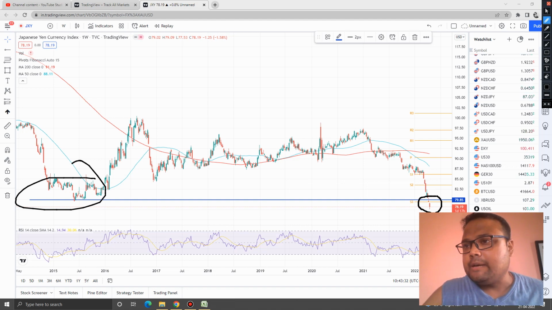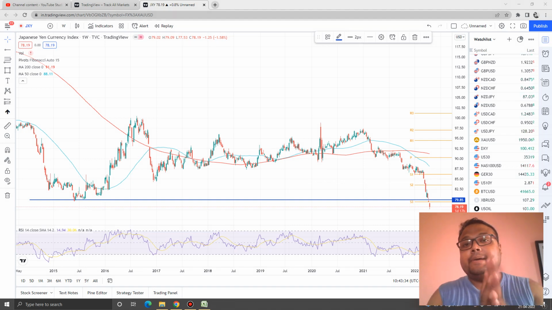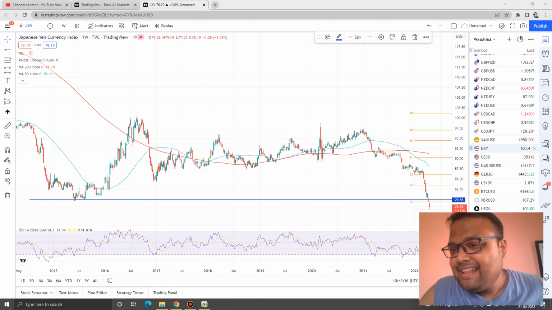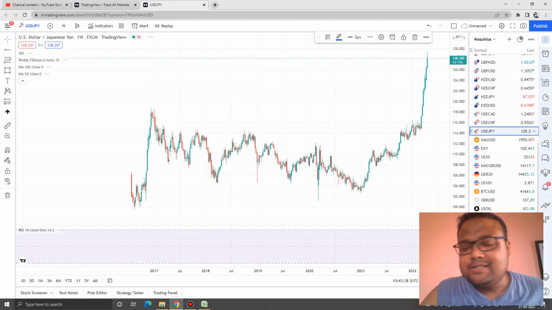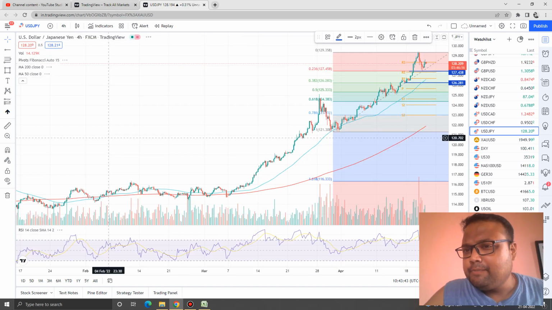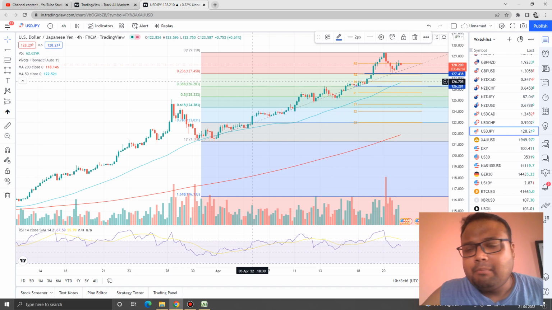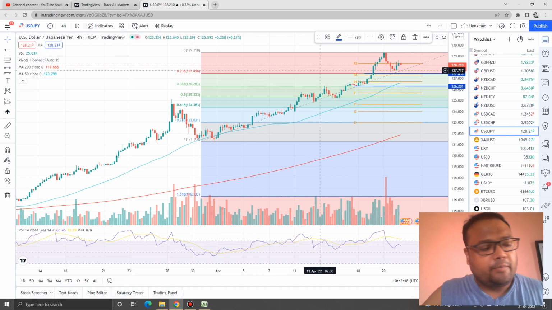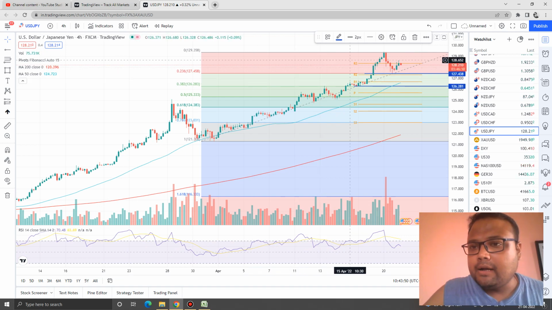In fact, it depends on the Bank of Japan right now. And now let's look at the chart of USD JPY. If we go to the 4-hour chart of USD JPY, we can see that the market is standing at 128.21. This is the current market price here.